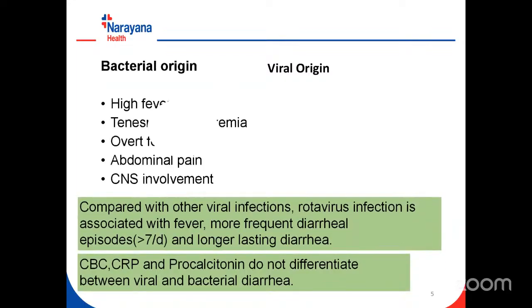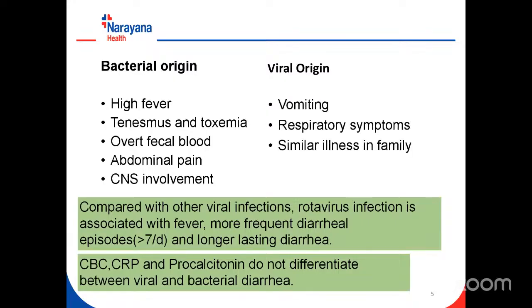Remember that most of them will be viral and not bacterial. Most of your bacterial cases will come with high fever. They'll have tenesmus and a toxic look on the child. Frank blood would be present, with severe abdominal pain and sometimes even convulsion in shigellosis. The viral origin usually has dual symptoms, something like upper respiratory tract symptoms as well as vomiting, and you will have a similar illness in the family as well.